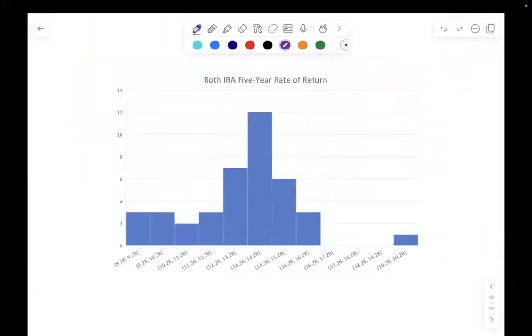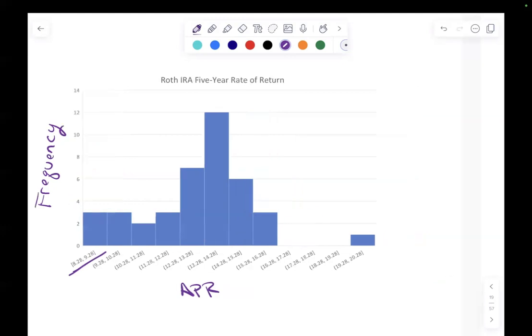There we go. Now I don't have the labels that I should. Say APR, frequency. Make sure you have these labels. And notice how I did this in Excel. Excel doesn't do pretty numbers, so there are ways to tweak it to make it have the numbers you want. I'm going to show you how to do that once we get to Excel. But this is what it looks like with having 1 as the bin width.